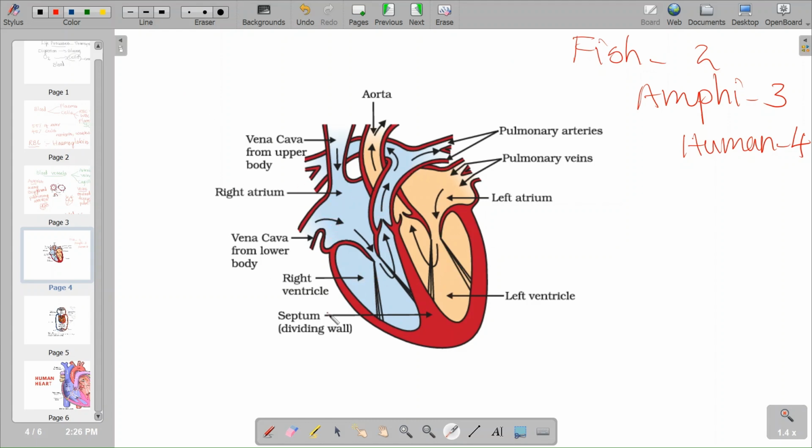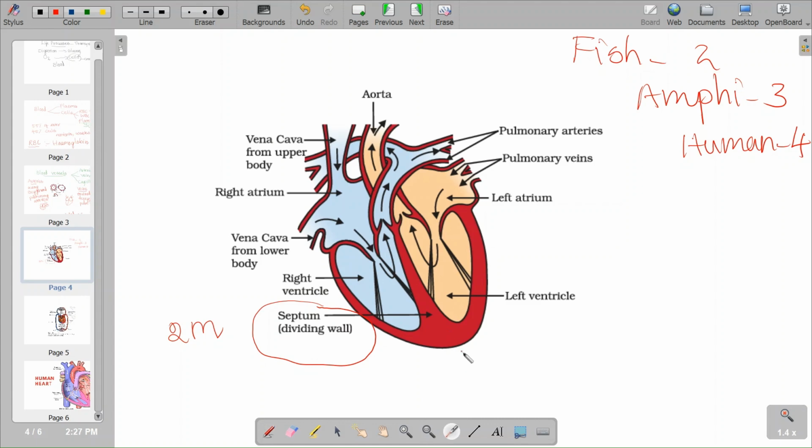Okay, so now what are the chambers we have? The upper two chambers are called the atria: right atrium and left atrium. This is the right ventricle and this is the left ventricle. So we have four chambers, and there is a proper separation here. We call it the septum or cross wall. The septum prevents the mixing of oxygenated and deoxygenated blood. Important 2 mark question: the septum prevents the mixing of oxygenated and deoxygenated blood.